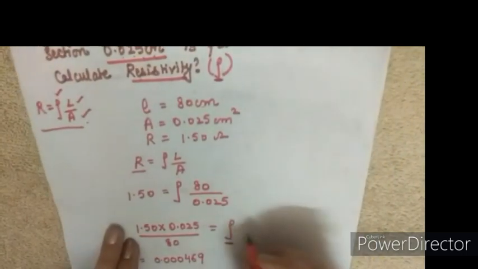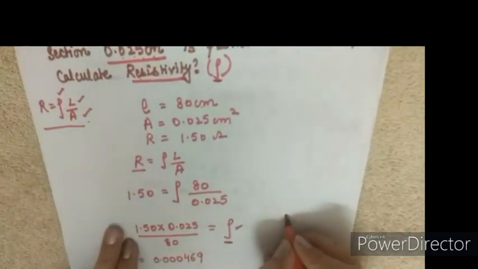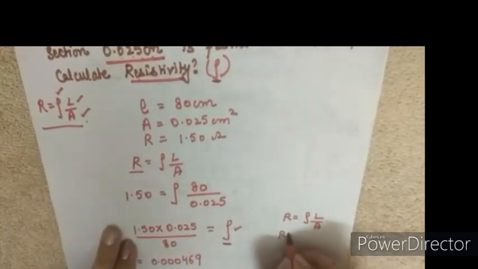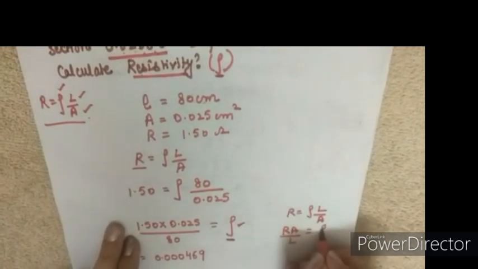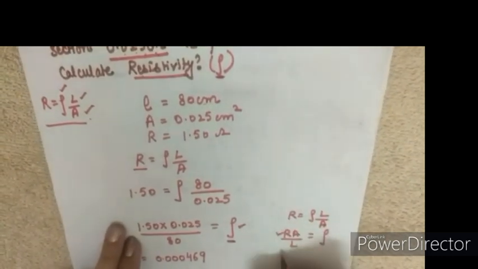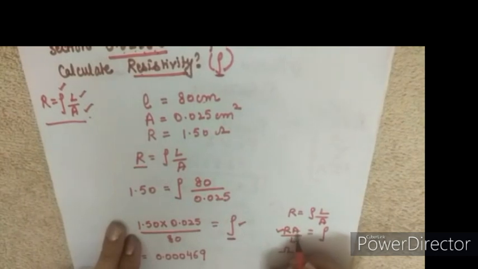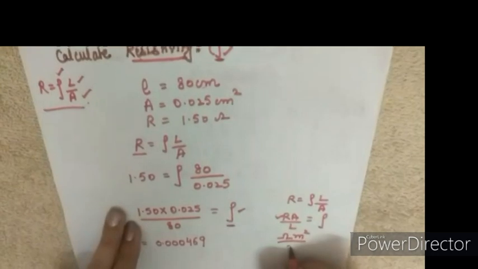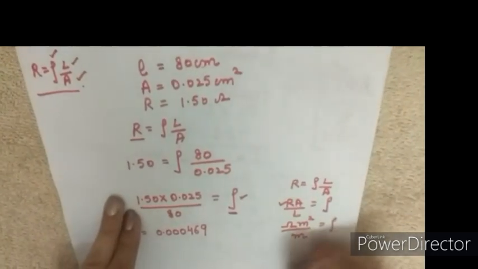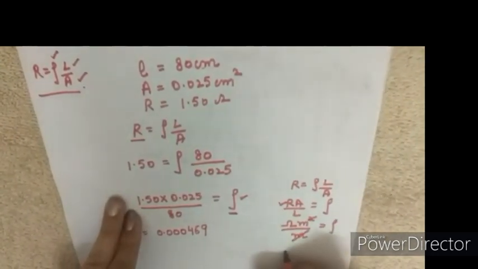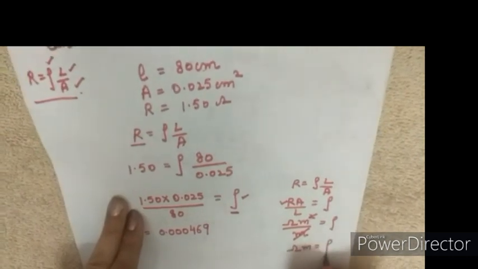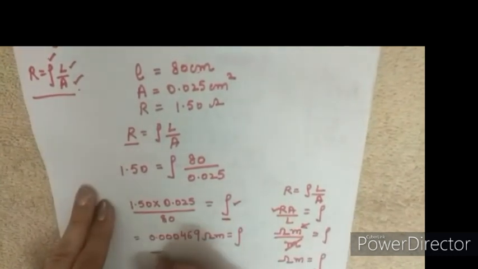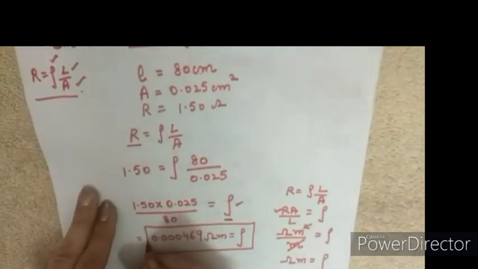Now what are the units of resistivity? The easy way to know the units of resistivity is, as we know, R is equal to rho L upon A. So RA upon L is equal to rho. The units of R, that is resistance, is ohms. Units of area is meter square and the units of length are meter. So meter cancels out. So the units of resistivity is ohm meter. So this is the value of resistivity.